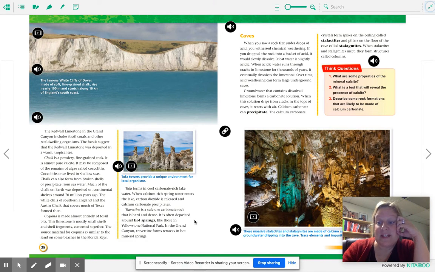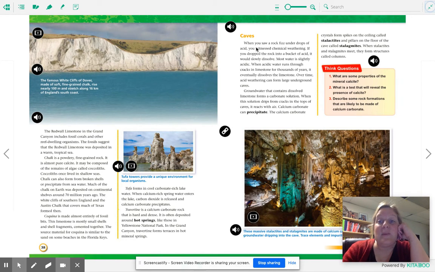Last type is travertine. Some of you did travertine, I think. I'm going to give a shout out to maybe Alyssa Garber, who did it as one of her landforms. But travertine is a calcium carbonate rock that is hard and dense. It is often deposited around hot springs, like those in Yellowstone National Park. The travertine forms terraces in hot mineral springs. I believe that Alyssa did the China terraces, though. But again, hot springs, travertine. It comes across as these travertine layers.